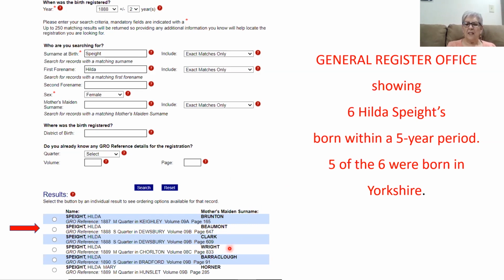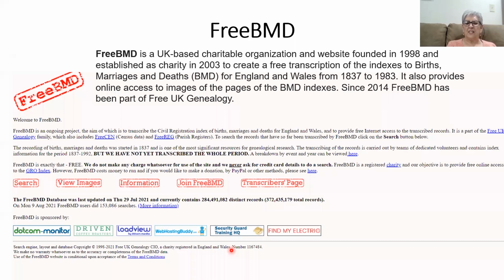Armed with this information about the fact that there were that many Hilda Spate in that short of a time period, I thought, well, what about William Beaumont? I wonder how many William Beaumonts there were born within a certain time period. So to do that, I went to FreeBMD. FreeBMD is a UK charitable organization, and it's a website, and it basically does the same thing as the GRO, except its parameters are a little better in some ways.